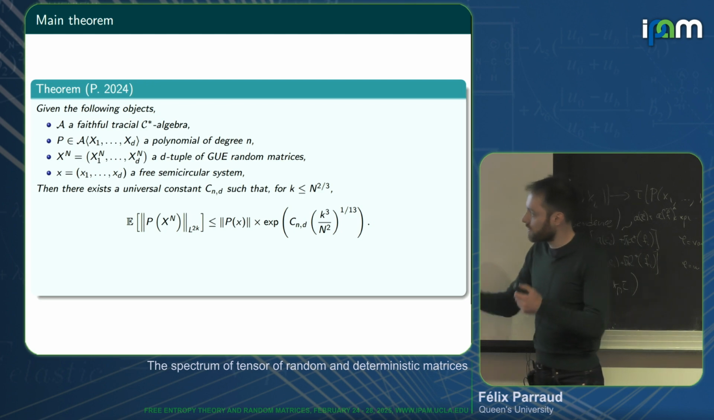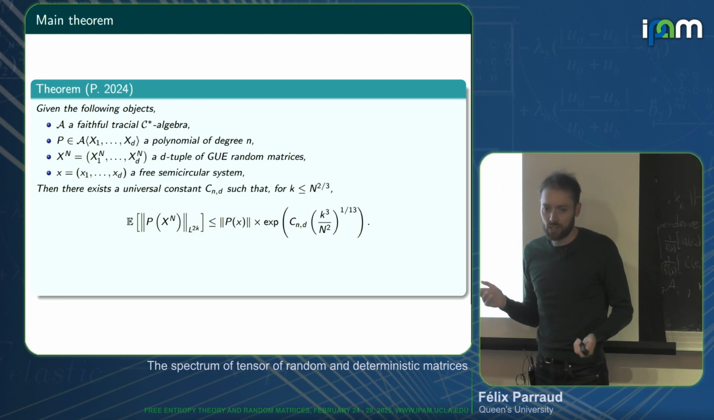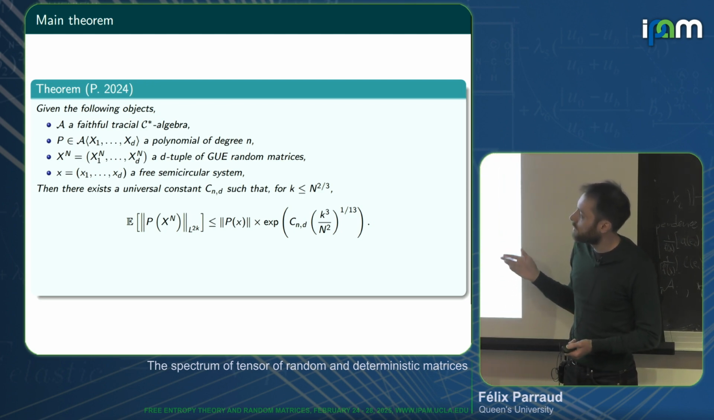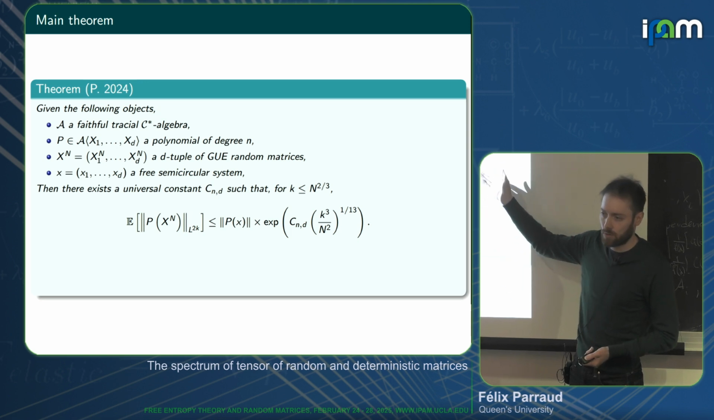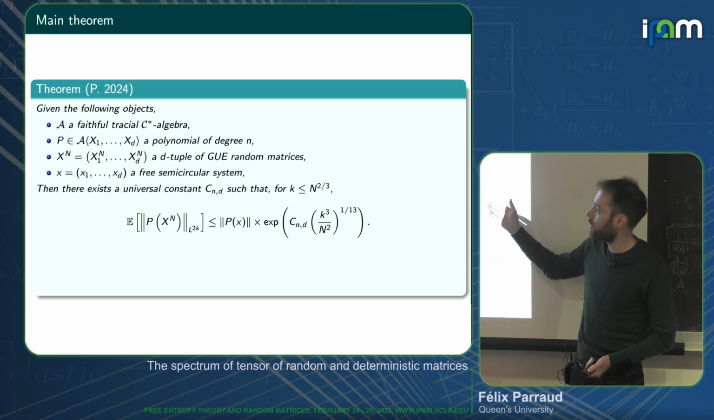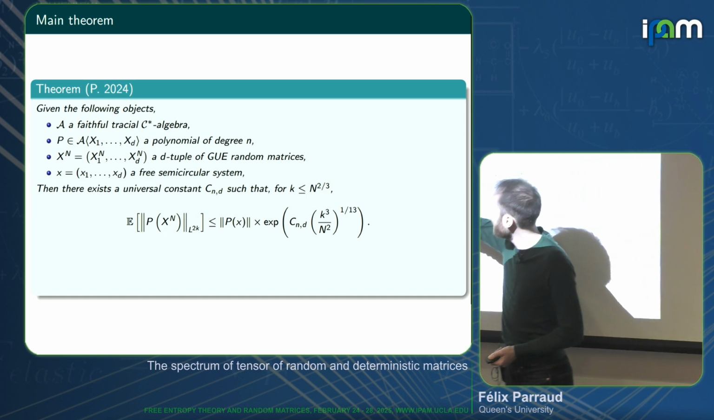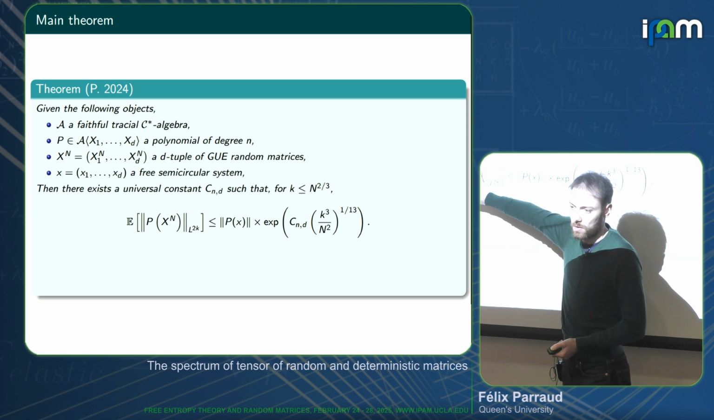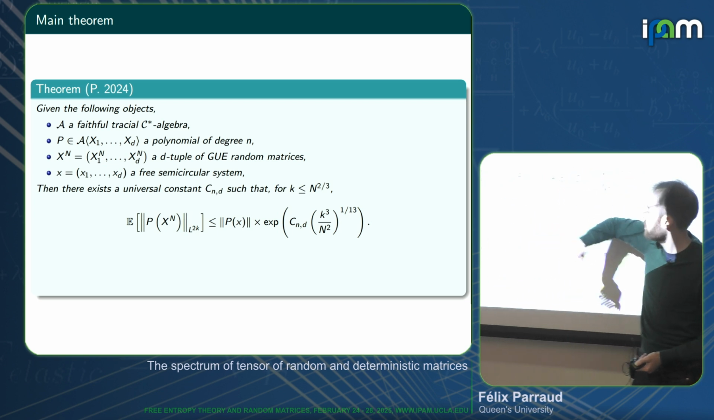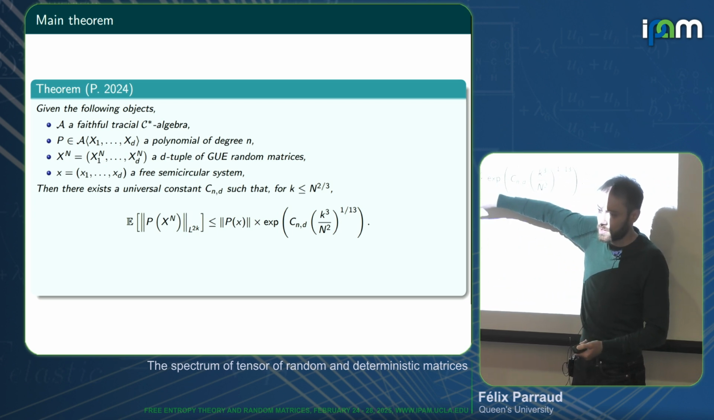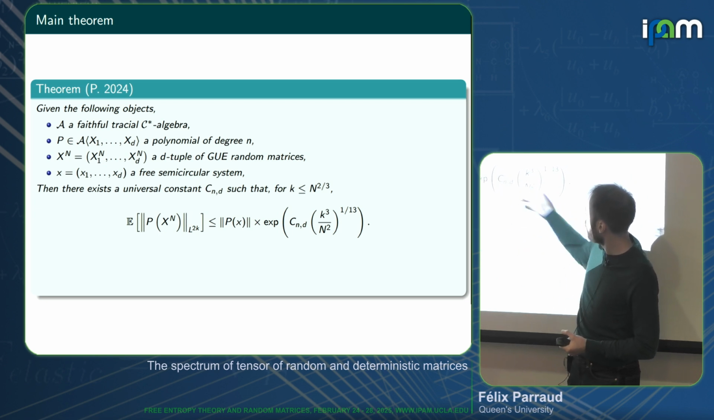If we have some faithful threshold system algebra, and then we've got some polynomials, some random matrices, some free semicircular variable, then we can control the L to K norm of this random operator by the deterministic equivalent, the free equivalent, times something which will be small.